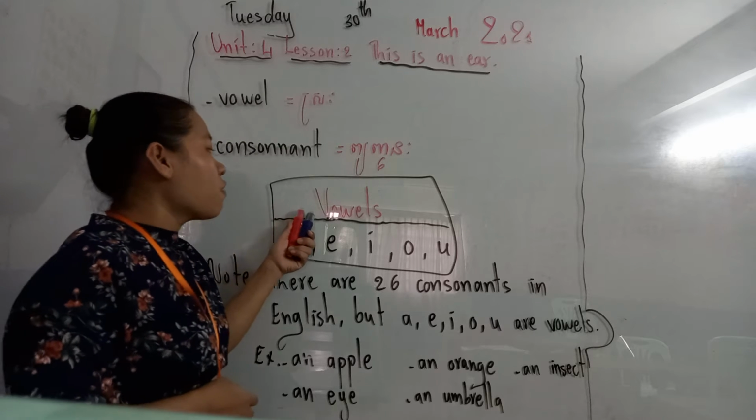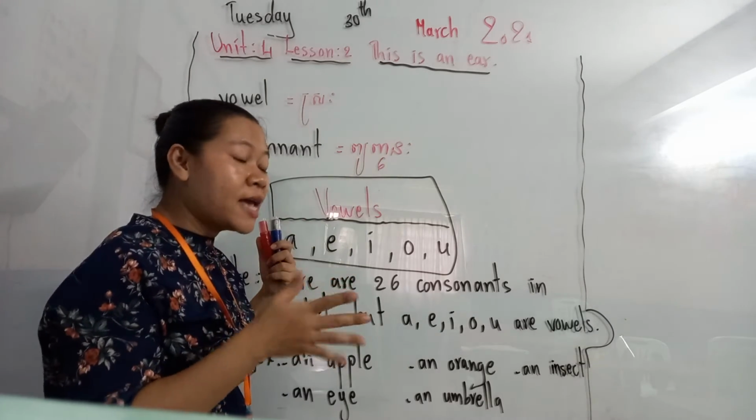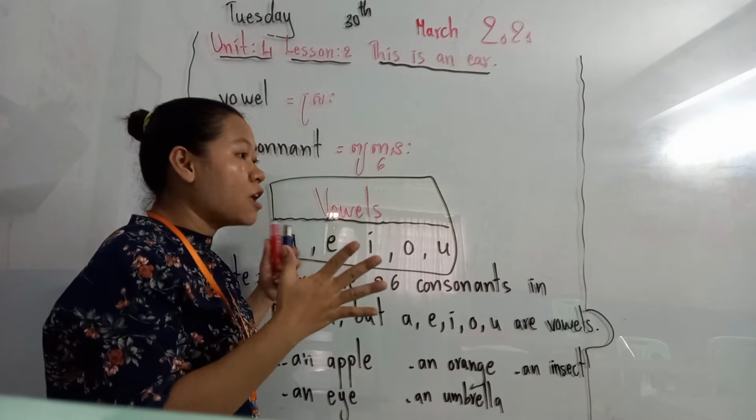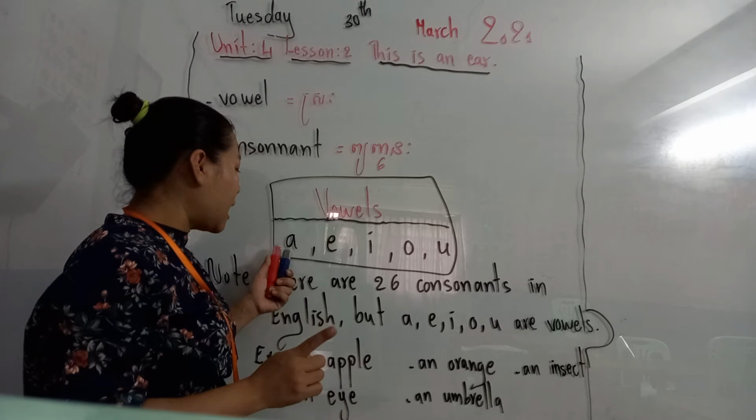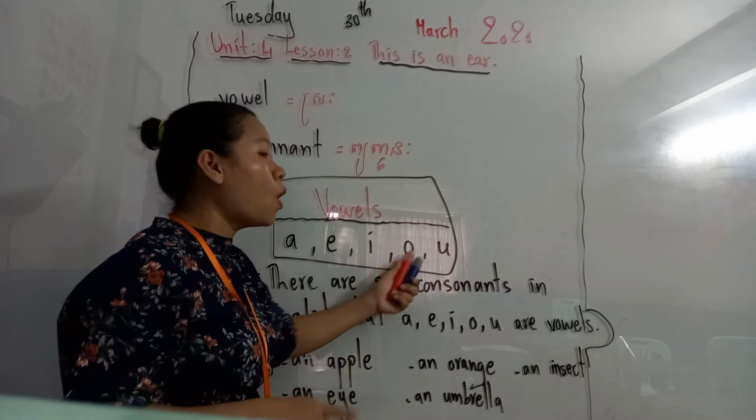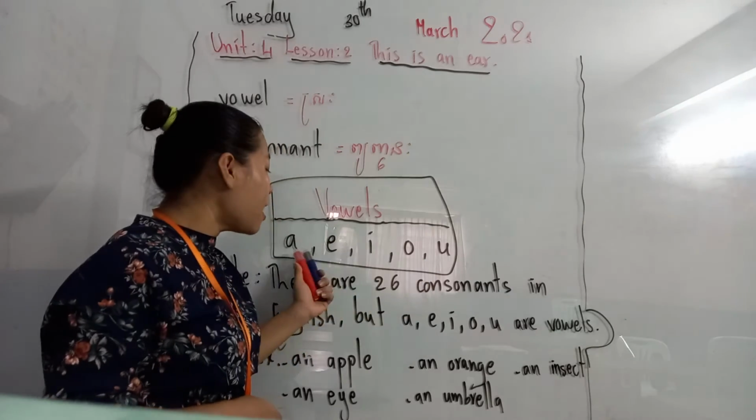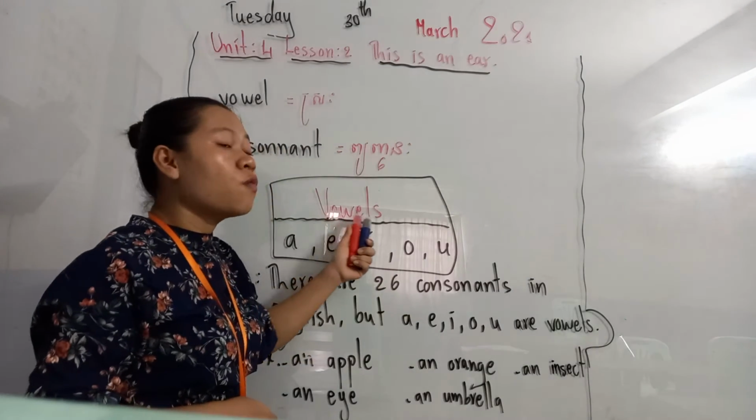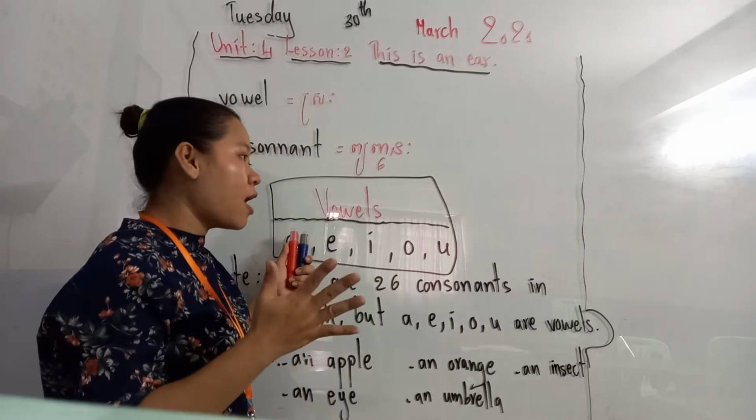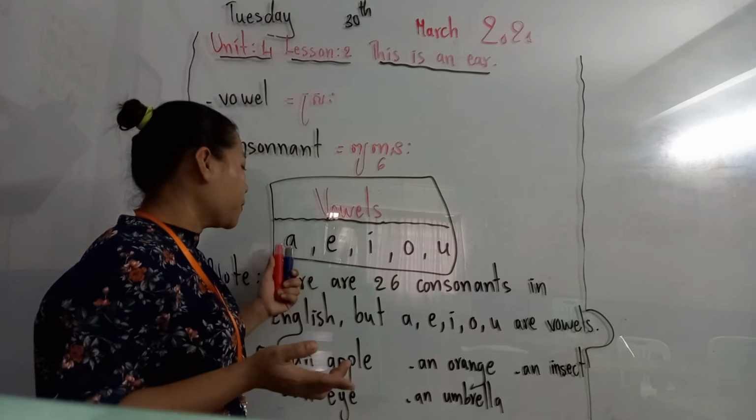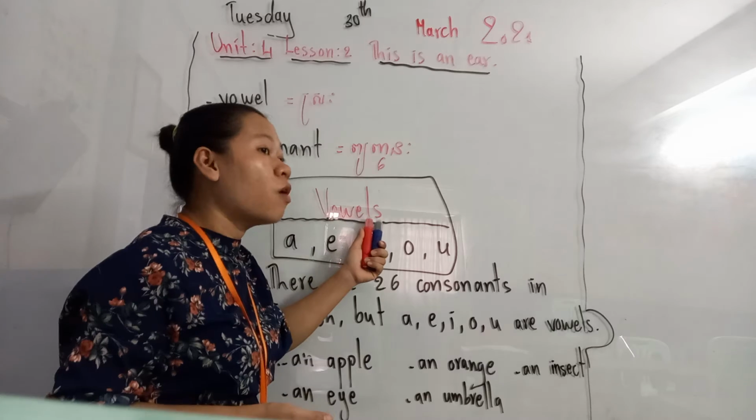So here, for vowels, there are five. Srak means five, okay? You should remember, there are five vowels. What are they? They are A, E, I, O, U. We call them vowels, okay? How many vowels? There are five.